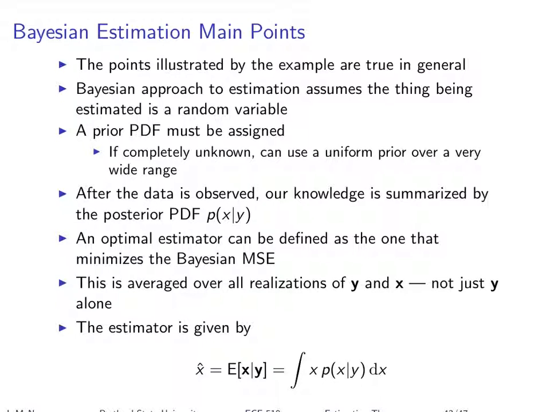So just to reiterate some of the main points. This was a very simple example, and we spent a lot of time on it because it really conveyed a lot of the main ideas that are true in general for Bayesian estimation. Again, we're now modeling what we're estimating as a random variable. There's got to be this prior PDF to use this Bayesian framework, and in our context that will come from the process model.